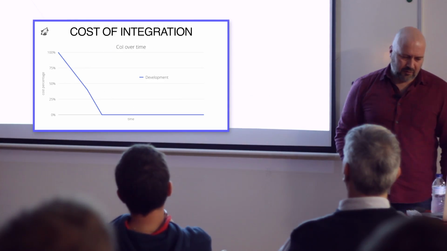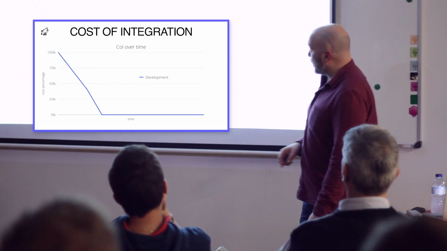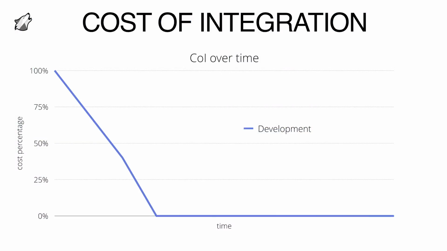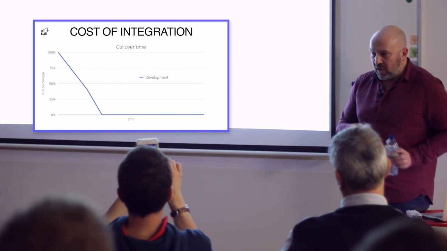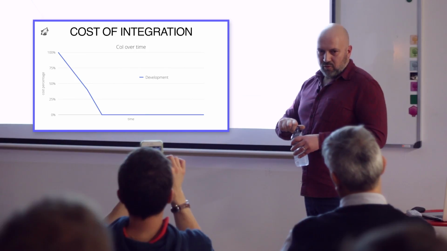So another way of looking at this is to look at it from a time perspective. So the cost of integration over time. What usually happens in the very beginning is the development cost is 100% of total cost. So you're just implementing, developing the API, developing the integration. And over time, it gets to a point where you're not developing anything further. So let's say the integration is finished, it's released, tested, and so on. And you don't need to add further development.